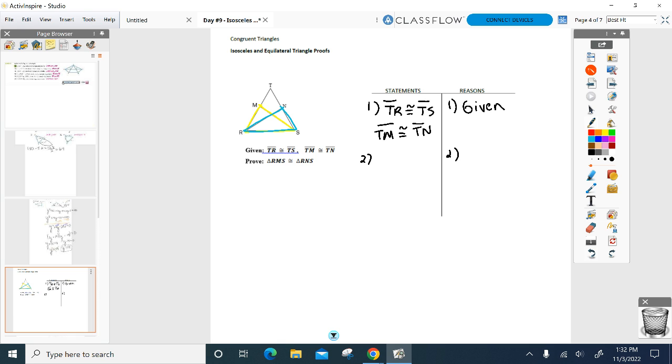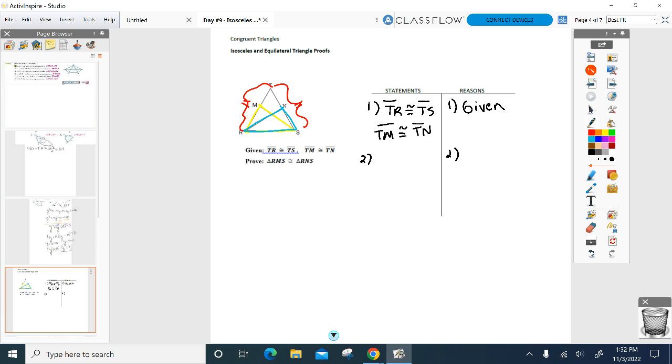Okay, first thing I want to do is look at each given and see if I can count it as a side or an angle. TR congruent to TS. Are those sides in the two triangles I'm trying to prove congruent? No. Again, this goes back to the quiz. You can't count those as sides. They're bigger than the sides. So I can't put an S next to that.